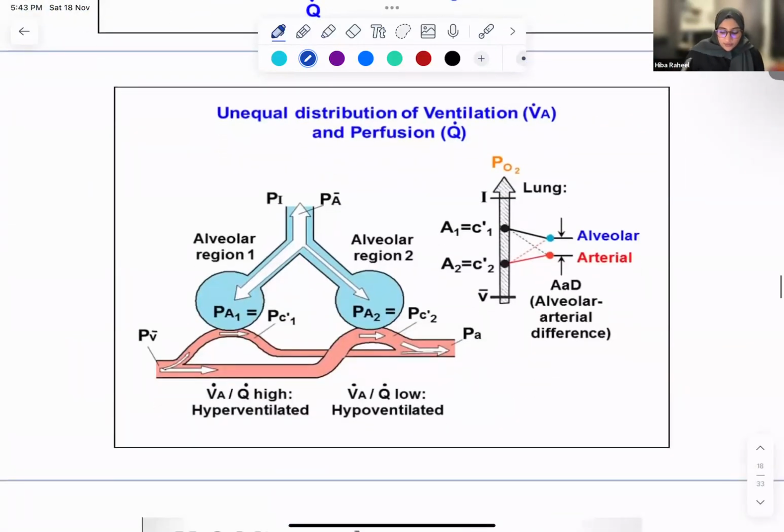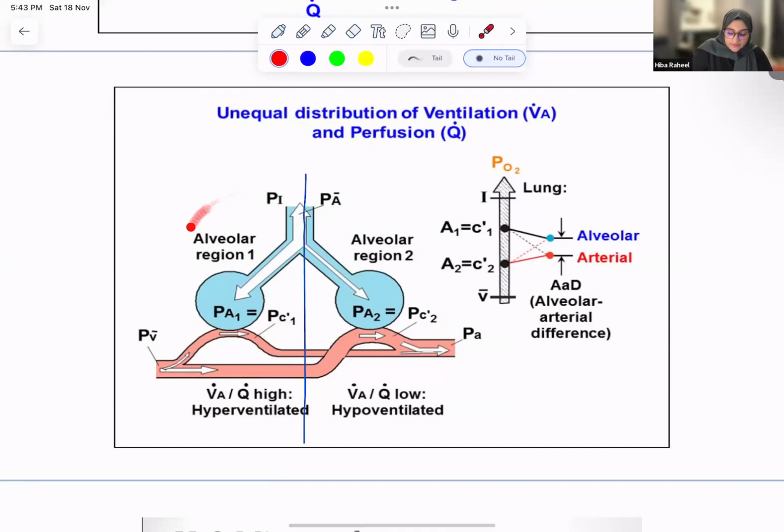All right, now we're going to talk about what happens when there is a VQ mismatch. I want you to take a look at this diagram. I have divided it into two. Look at this side first, the A1 side, the alveolar region 1 side.